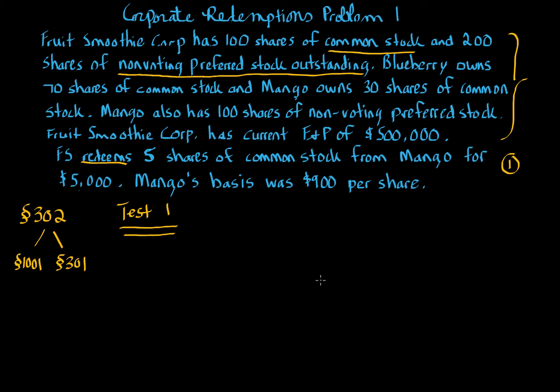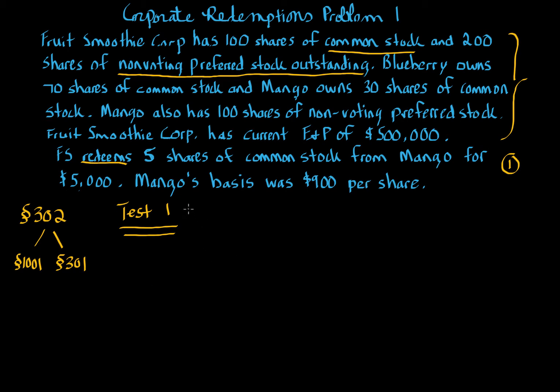The 2nd and 3rd test, complete termination and partial liquidation, are not relevant to this fact pattern because Mango still owns shares of stock after, and you're going to see that's going to be the same thing for all the other variations. Mango and Blueberry still own stock after, and again, there's no partial liquidation plan in place. And then the 4th test, not essentially equivalent to a dividend. So if test 1 isn't met, and because test 2 and 3 fail, test 4 is then considered. So we're going to go in that order.